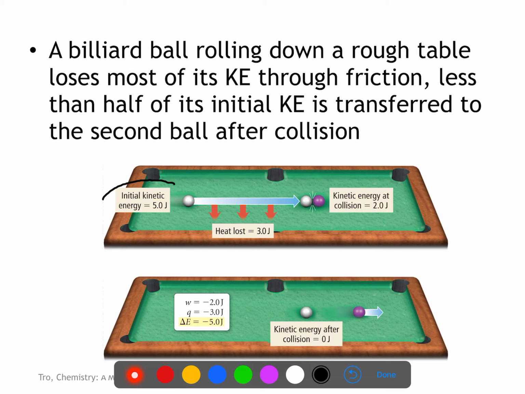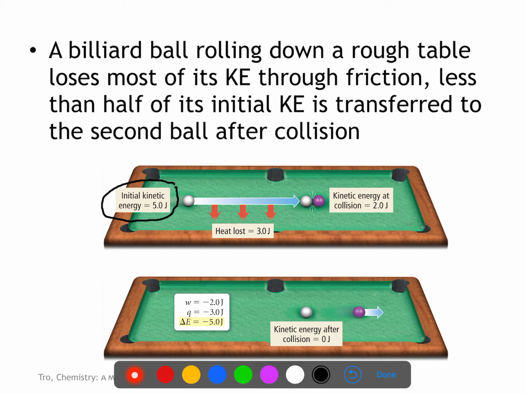If you look here, the initial kinetic energy of this ball is still 5 joules. Because there are some bumps and some friction, it's not going as smoothly, so there's more heat loss because it needs to continue to roll down. 3 joules of energy is lost as heat, so the kinetic energy at collision is 2 joules. Here, the work is negative 2 joules. That was the amount the system needed to collide. It lost 3 joules of energy, so your total energy is negative 5 joules. The kinetic energy after collision is 0 joules.